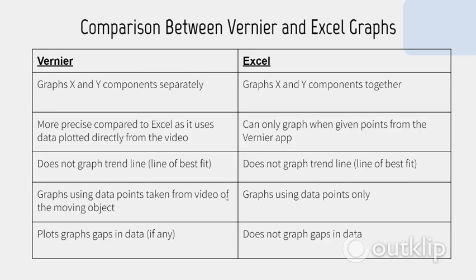Both the Vernier and Excel do not graph the line of best fit. The Vernier graphs data points taken from the video of the moving object, while Excel graphs using data points only, and the Vernier app plots graph gaps if there are any, but the Excel will not.